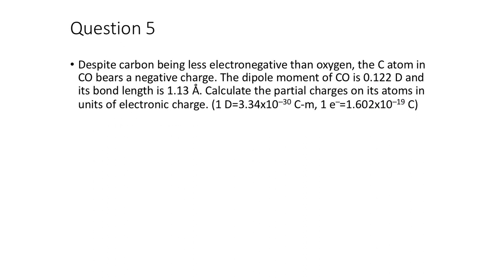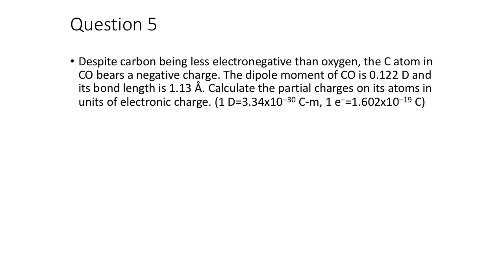Okay, back to question 5, kind of getting at carbon monoxide. Despite carbon being less electronegative than oxygen, the carbon atom in CO bears a negative charge. We saw that in the Lewis structure. We can see that too. The dipole moment of CO points towards carbon, meaning carbon's the atom that bears that negative charge, but the dipole moment is relatively small, 0.122 debye, and the bond length is 1.13 angstrom.